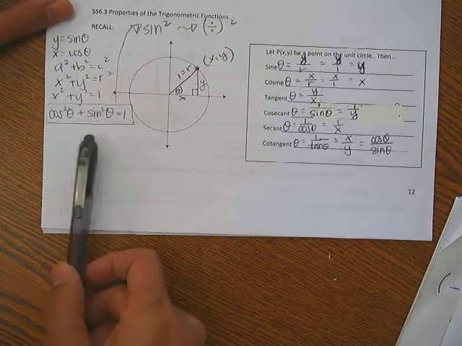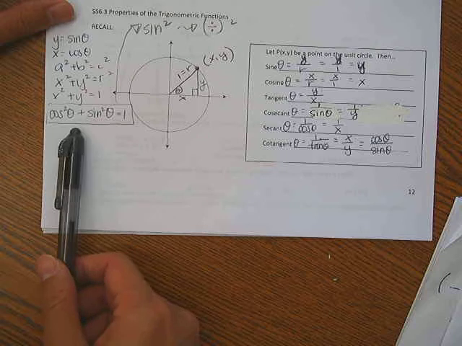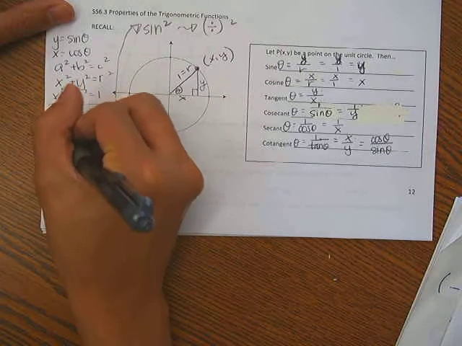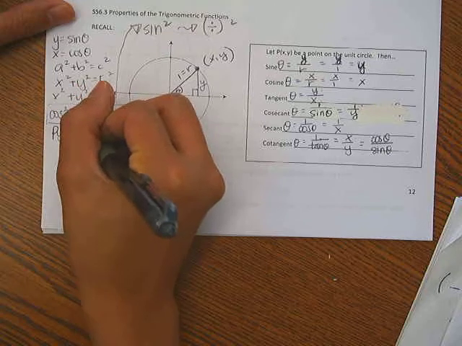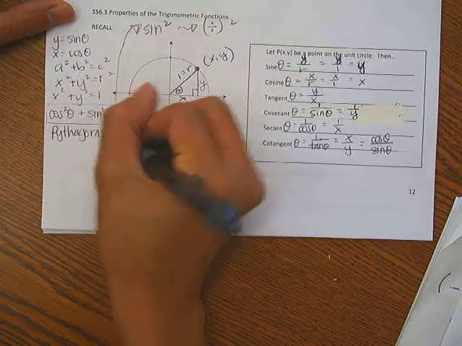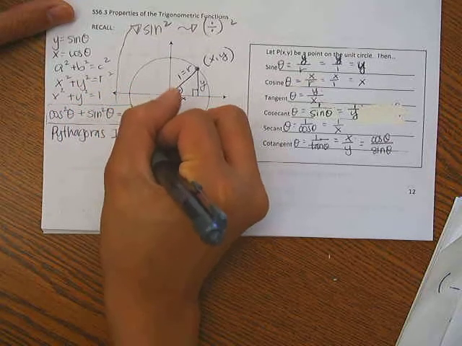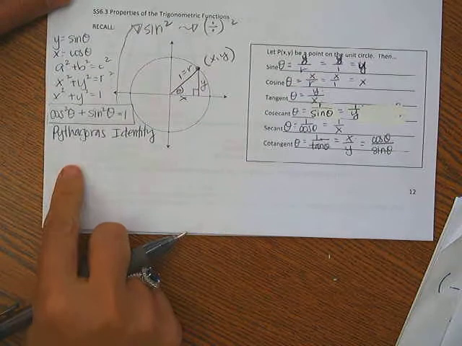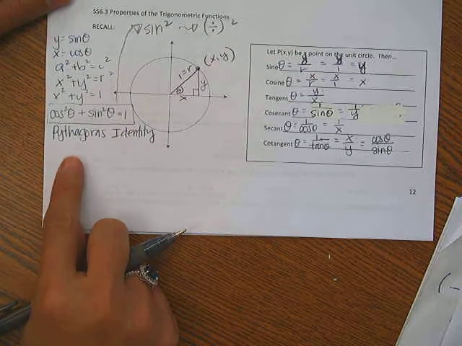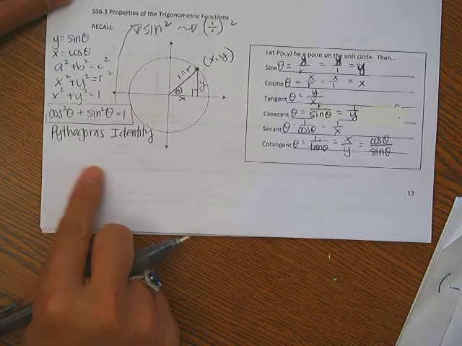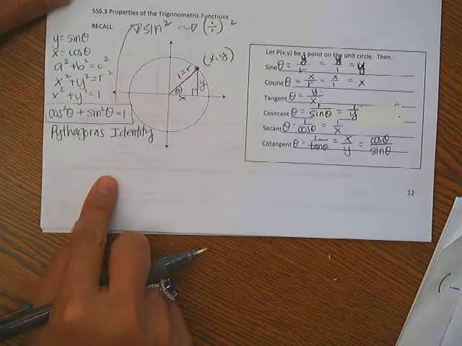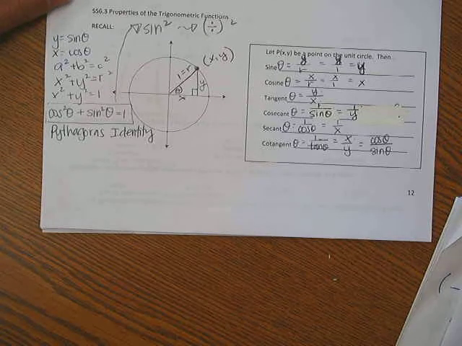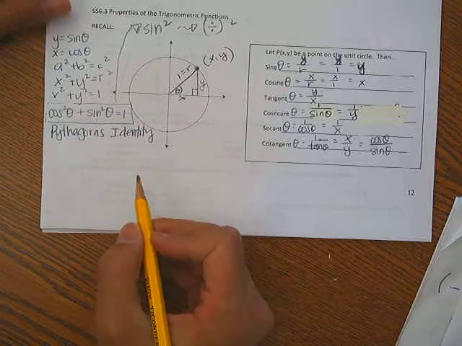So with this identity, this is what we call the Pythagoras identity, okay? It's so important. This is one of the identities that you're going to have to know and memorize and use over and over again, okay?